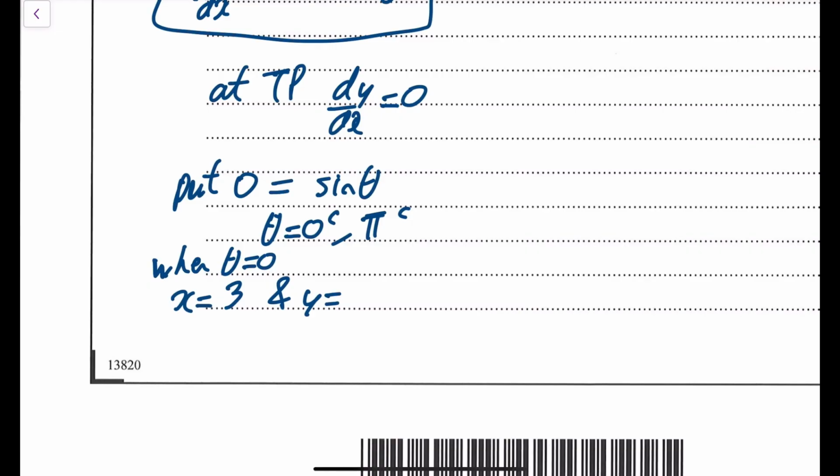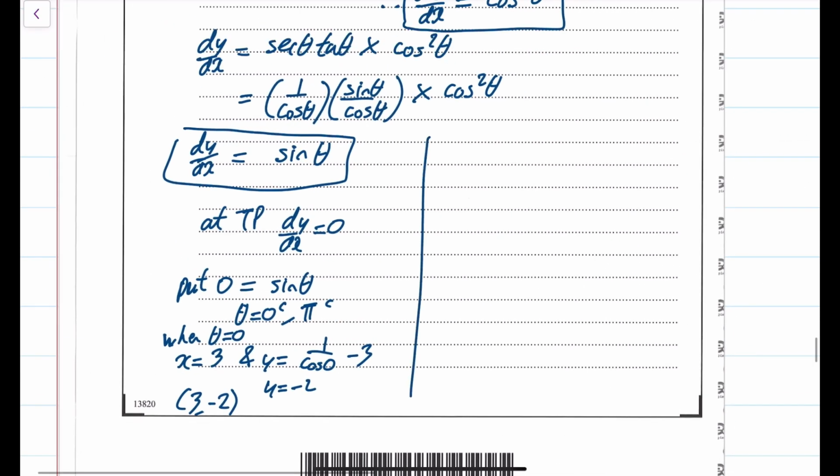So that's going to be 1 over cos of 0, and minus 3 it was. So that's just 1 over 1, which is 1, minus 3. So y is equal to minus 2. So that gives me the point (3, -2). So that's one of my turning points. We'll do the other one here and go on to the next page.